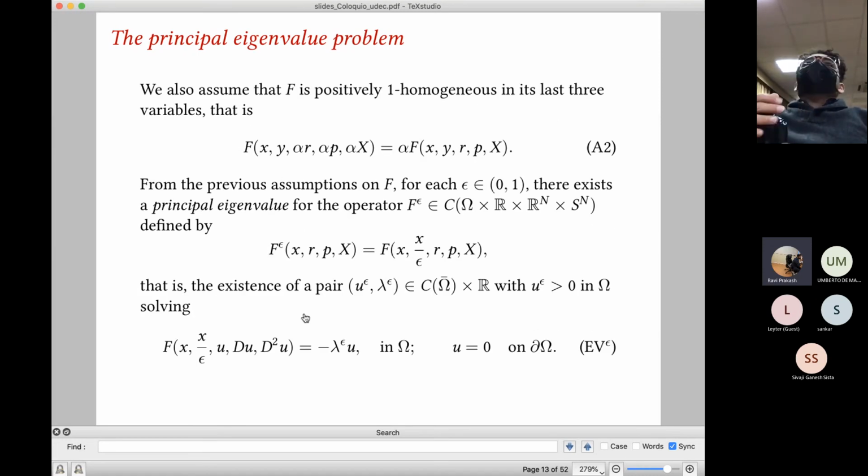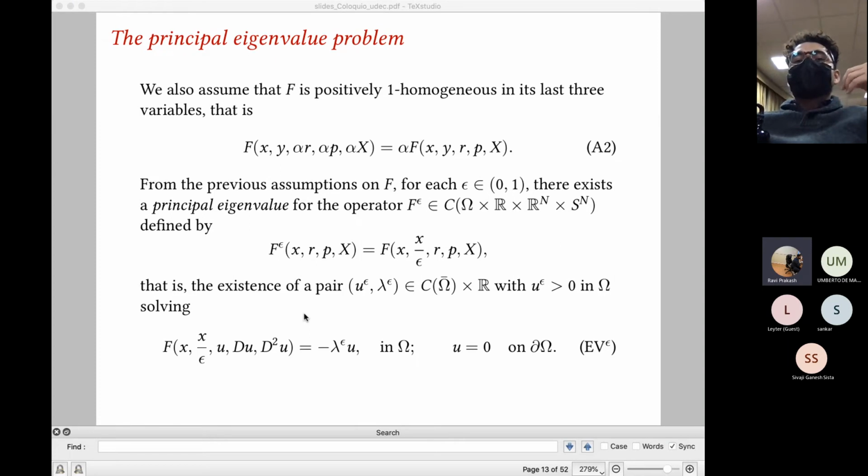And we also assume that F is positively one homogeneous in its last three variables, which stand for u, the gradient of u, and the second derivative of u. Now, with these two assumptions, for each small parameter epsilon, the operator F epsilon, which stands for the oscillation given by x over epsilon, has a principal eigenvalue. That is, there is a solution pair, u epsilon, lambda epsilon, a continuous function and a constant, such that we have F epsilon of u epsilon equal to minus lambda epsilon u epsilon in omega with homogeneous boundary conditions. That will be our oscillating problem, which depends on epsilon.